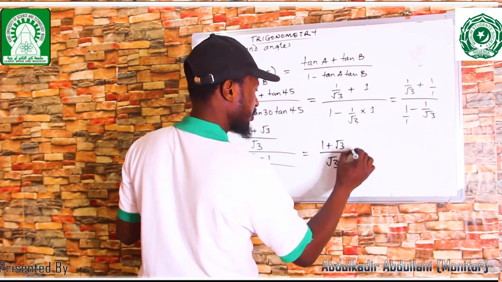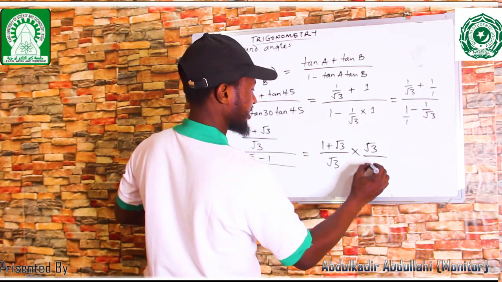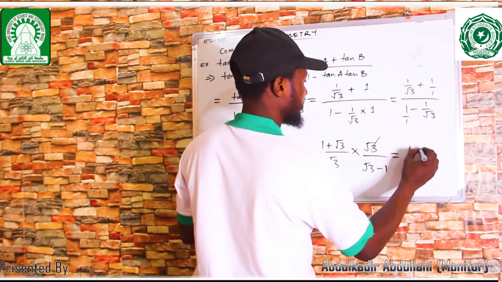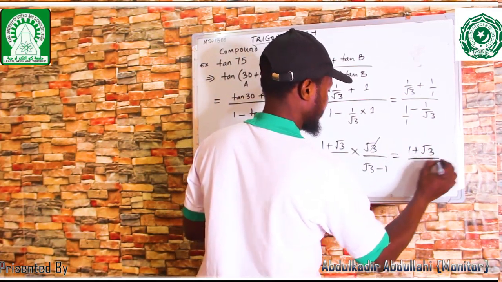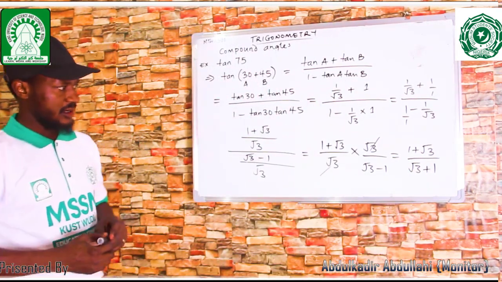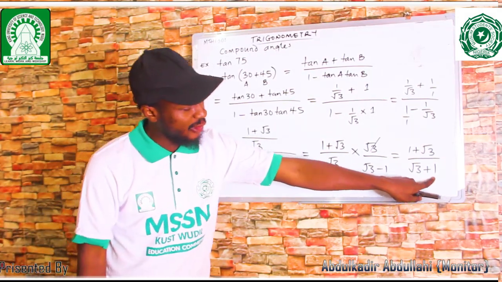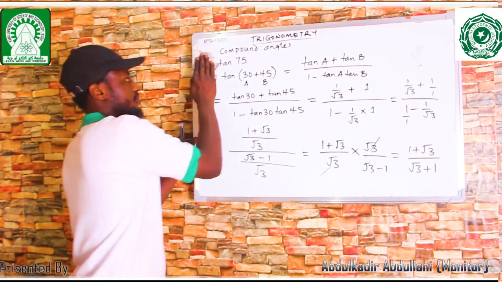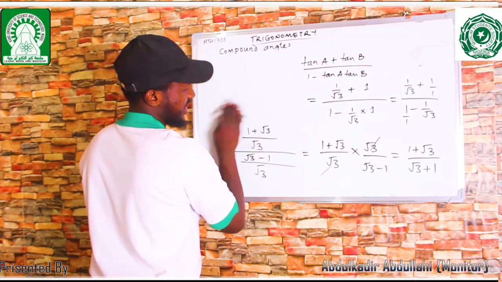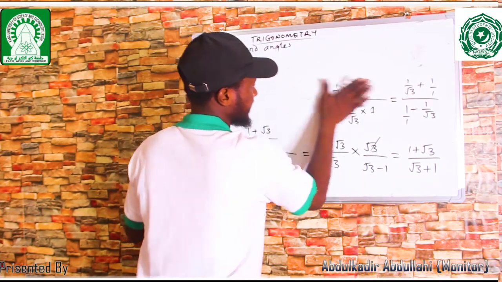If you reciprocate, you're going to have times root 3 over root 3 minus 1. So root 3 cancels root 3. We're going to have 1 plus root 3 over root 3 minus 1. But this is not the end. According to SOT, we are going to conjugate this to find the final result, because if you stop here, you just did half of the work. So you have to simplify this using the SOT method, conjugation of surds.